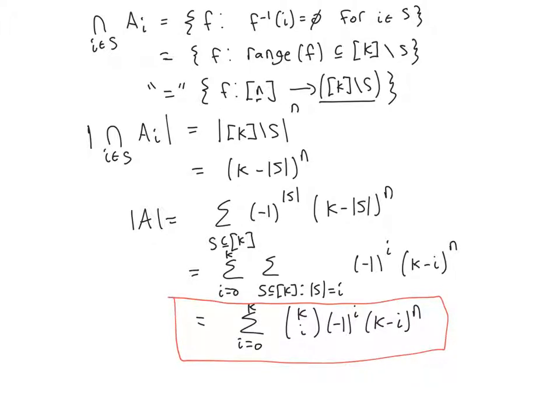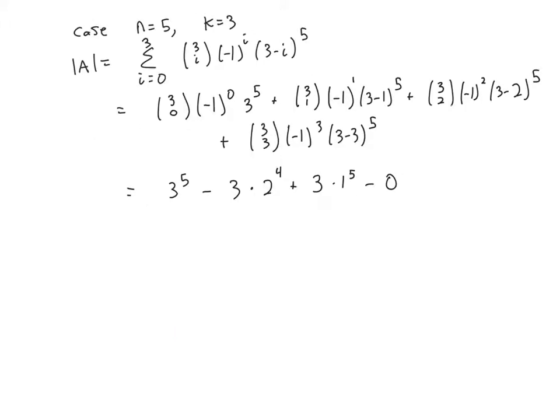And at the beginning of the problem, n and k were parameters, and we see they are in the final answer. Here, the k is in the summation, it's in the binomial coefficient, it's right here, and the n is in this power. And so now, if you ever have to figure out how many surjective functions there are between two finite sets, you just plug in the sizes of the sets into this formula and you get your answer.